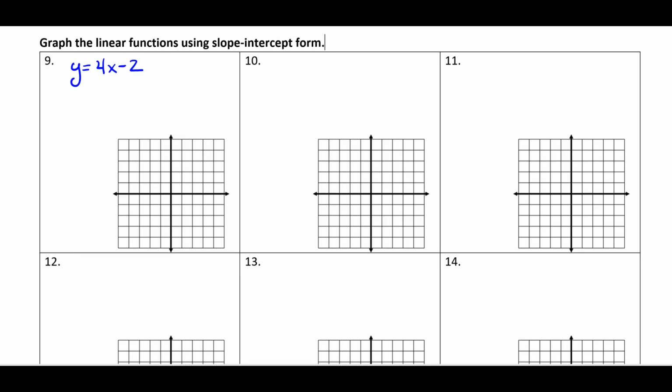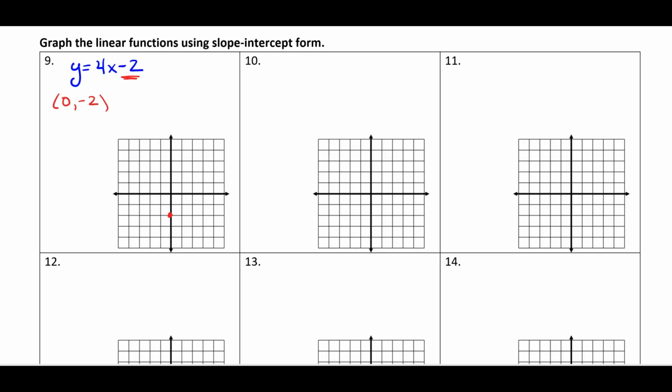Alright, number 9, we have y equals 4x minus 2. Now this is particularly nice because it's already in slope-intercept form, so we don't have to solve this one for y. The first thing we're going to do is identify our y-intercept. Our y-intercept here is going to be the negative 2. So that's going to be (0, negative 2). So we're going to plot (0, negative 2) down here on the y-axis.